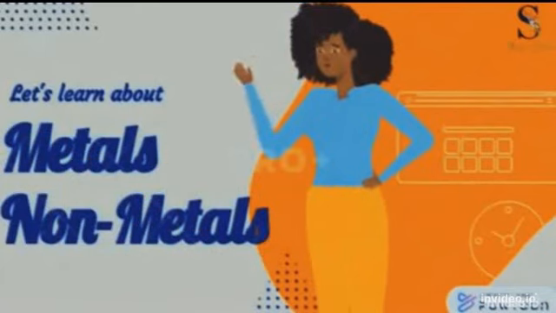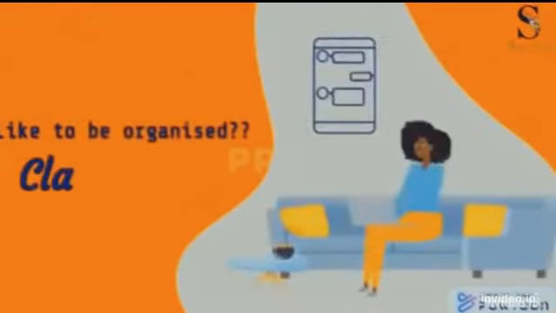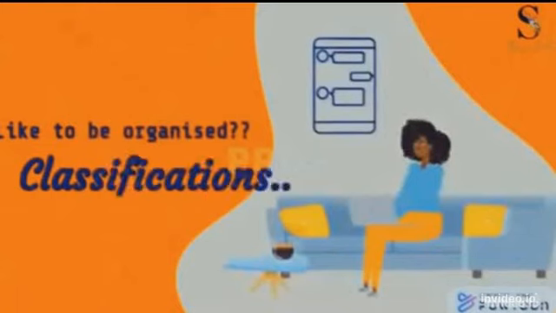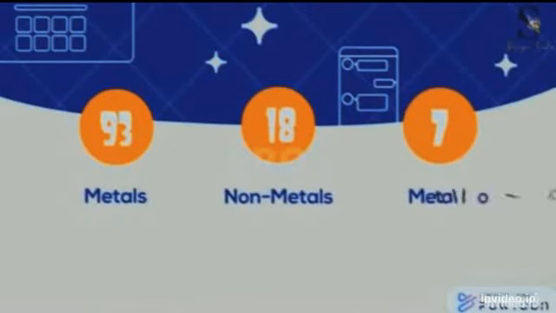About metals and non-metals in detail. We all like to be organized, isn't it? The same we do for elements. I mean classifications. We classify elements into three main categories. There are 93 metals, 18 non-metals and 7 metalloids. In this class, we will focus on metals and non-metals.